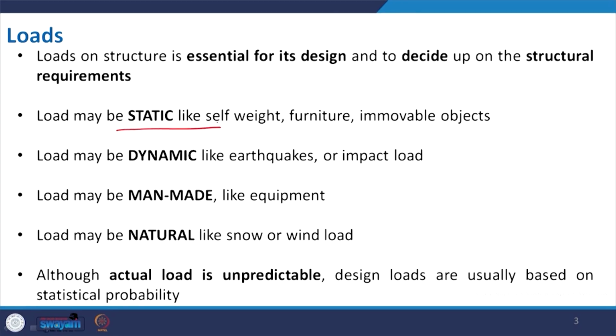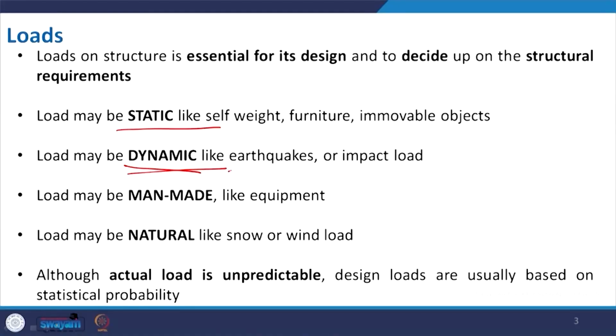The load may be static. Static means it will not change over time. The other one may be dynamic. Static load includes the self weight of the structure. Suppose a building is made with concrete, brick, steel, it will stand like this. So that is static. Then the furniture and the like, which will not really change its load on the structure over time. The other one is dynamic, which is subject to change with respect to time.